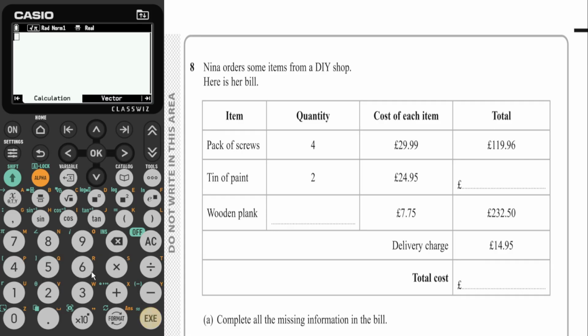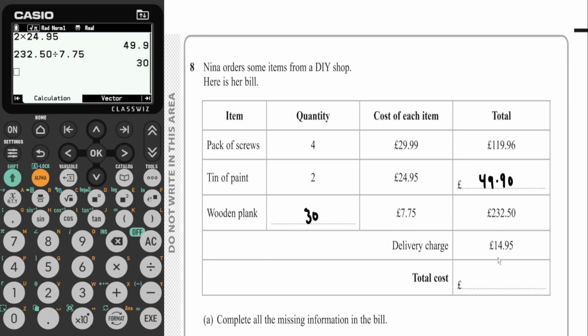So let's work this out. We have 2 multiplied by 24.95, which is £49.90. For wooden plank, if we know the cost of each item and the total cost of all those wooden planks, we can find out how many wooden planks we have. That will be 232.50 divided by 7.75, which is equal to 30.